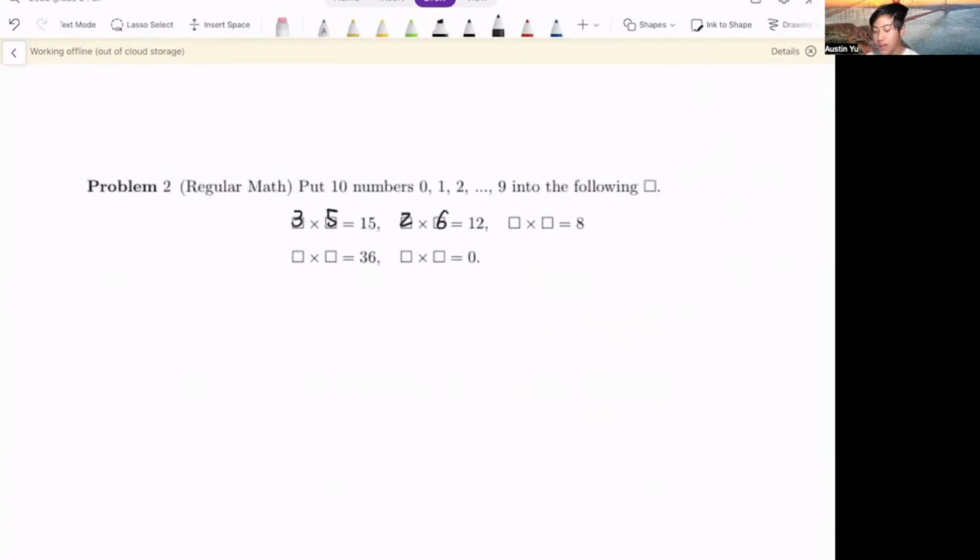And then the next one, something times something equals 8. Well, again, there can be two solutions, either 8 times 1 or 2 times 4, but 2 is already used up, so it's 1 times 8. And then the next one, there are also a lot of solutions, but the only one that is possible is 9 times 4. And then the last one is just 0 times 7 because we use up the remaining numbers. So that is how you do problem 2.